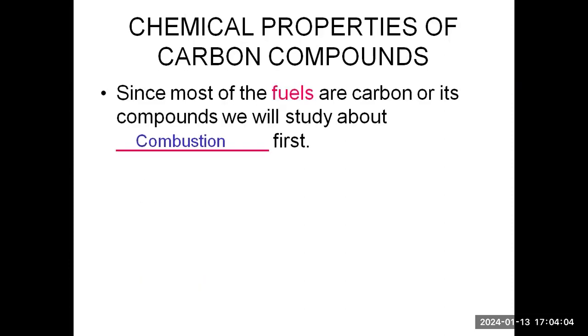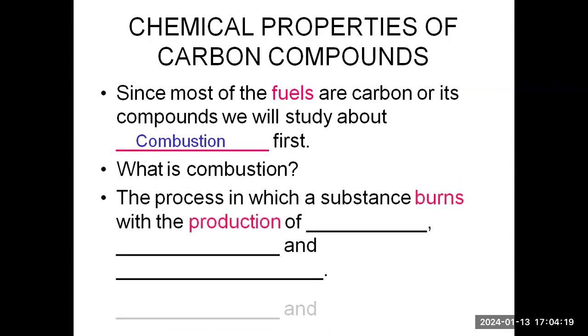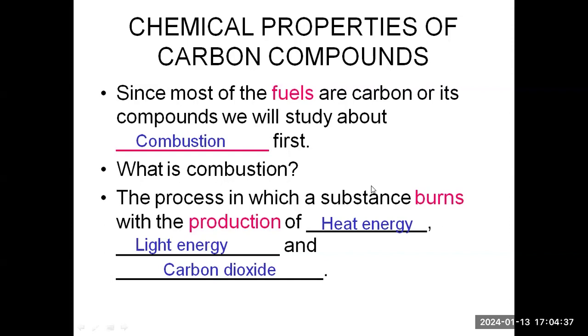Children, the carbon compounds are mostly used as fuels. And because we use them as fuels, they undergo combustion reaction. Combustion reaction is the one where a substance burns in the presence of oxygen to give heat energy, light energy, carbon dioxide, and water vapor. These are the products when something burns, especially carbon compounds. When burned, they definitely give carbon dioxide or carbon monoxide, depending on the availability of oxygen.